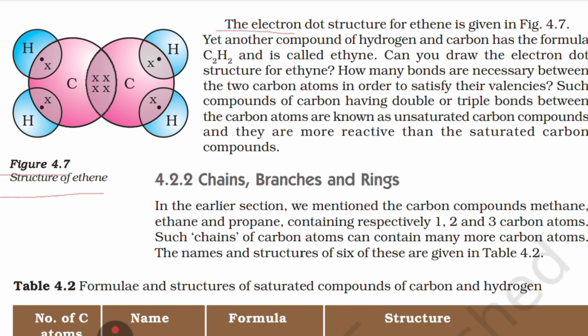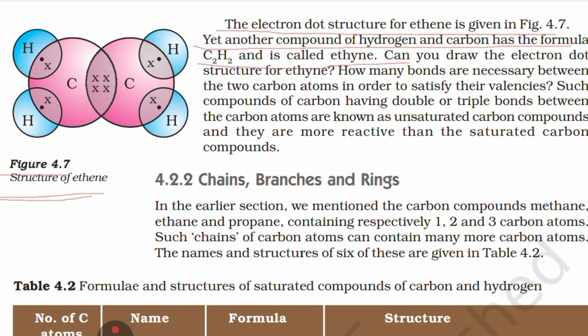The electron dot structure for ethene is given in figure 4.7. Yet another compound of hydrogen and carbon has the formula C2H2 and is called ethyne.